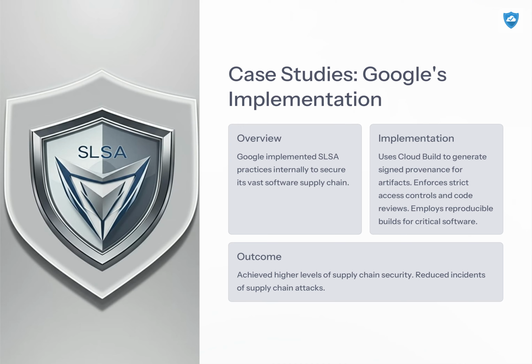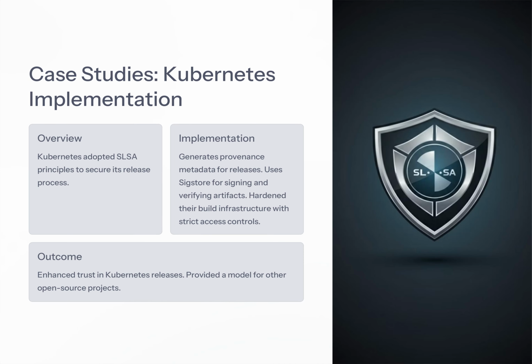In this slide, we're exploring how Kubernetes has adopted SLSA principles to bolster its release process. Kubernetes generates provenance metadata for its releases, ensuring that each artifact's origin and integrity can be traced and verified. For this purpose, they utilize SigStore, a set of tools designed to sign and verify artifacts, adding an additional layer of security.